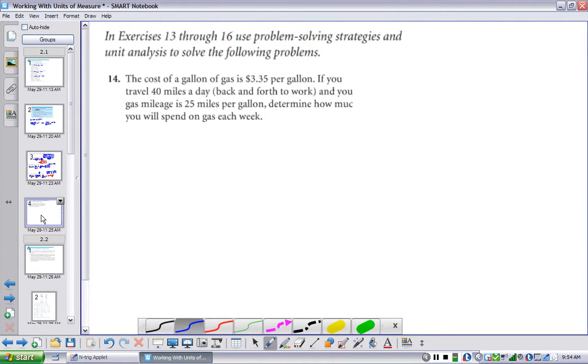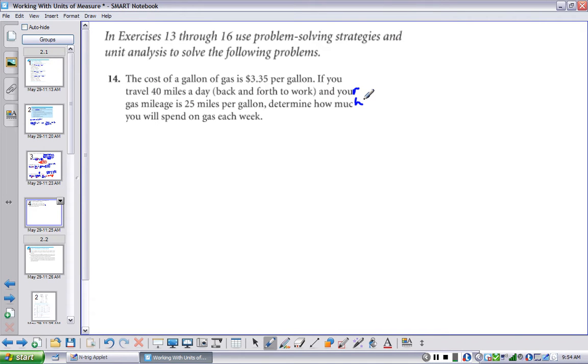The next exercise is a word problem, and you will see word problems throughout this class. Let's read what it says. It says the cost of a gallon of gas is $3.35 per gallon. If you travel 40 miles a day back and forth to work, and your gas mileage is 25 miles per gallon, determine how much you will spend on gas each week.